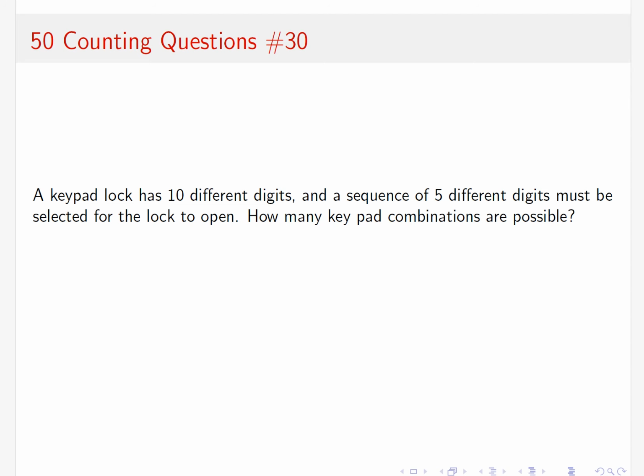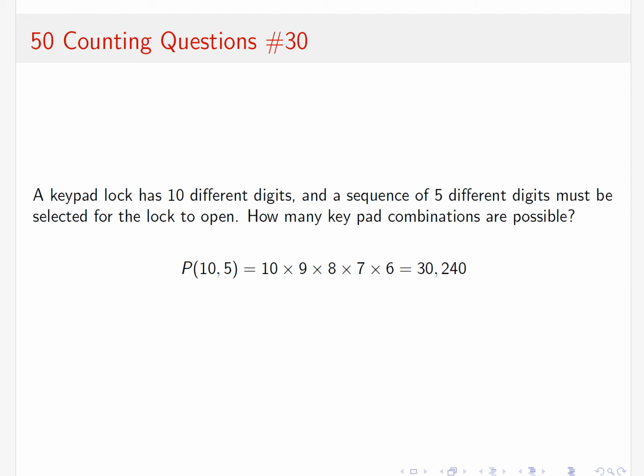A keypad has 10 different digits and a sequence of 5 different digits must be selected for the lock to open. How many keypad combinations are possible? Okay. There are 10 different digits, so you would think this would be 5 to the 10th, right? But that's if the digits can repeat. 5 to the 10th is if the digits can repeat.